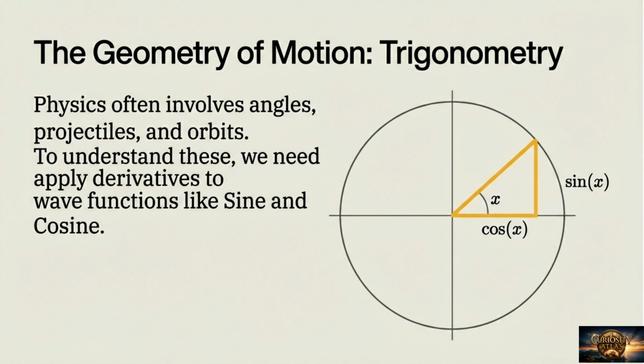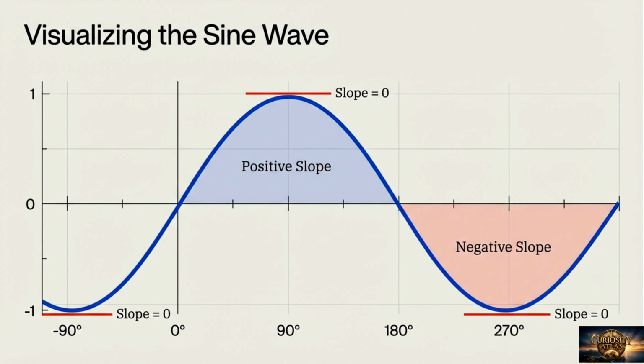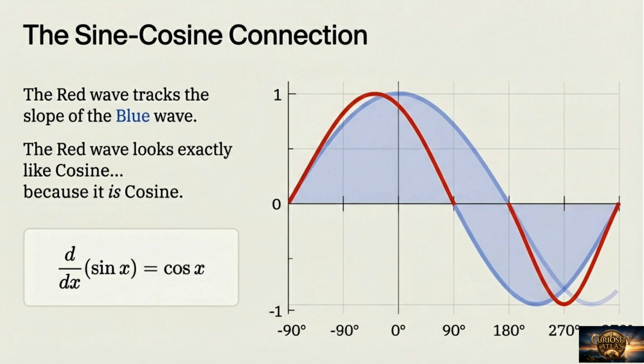Physics often involves angles, projectiles, and orbits, requiring trigonometry. To understand these wave functions like sine and cosine, we need to apply derivatives to them. The slope of the sine wave changes across its curve. The slope is 0 at the peaks and troughs, positive as it rises, and negative as it falls. If we track the slope of the sine wave, we get the red wave. This red wave looks exactly like cosine, which is because the derivative of sine x is cosine x.